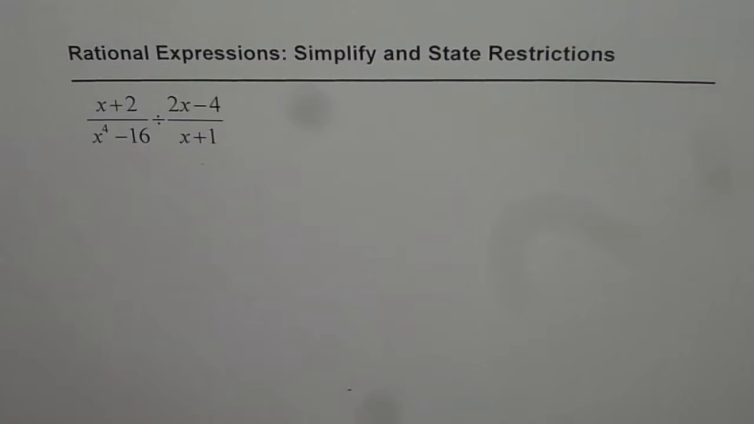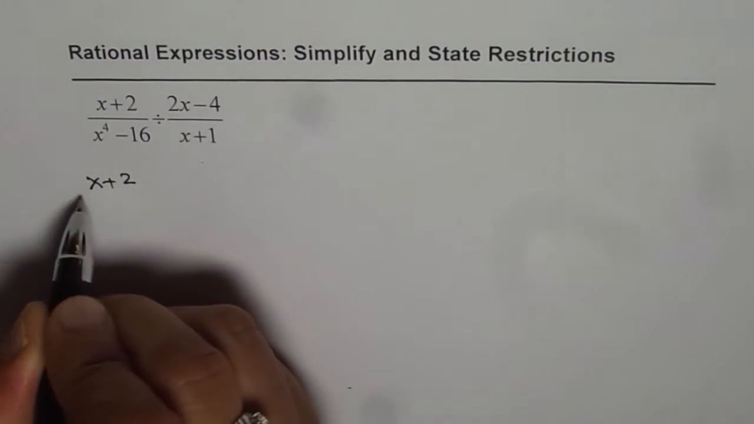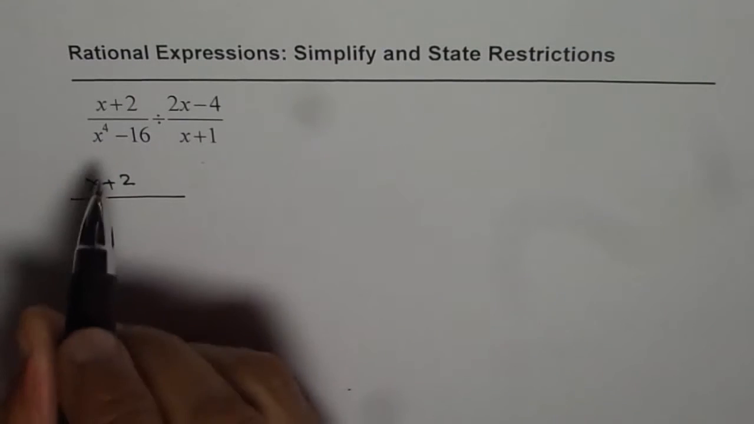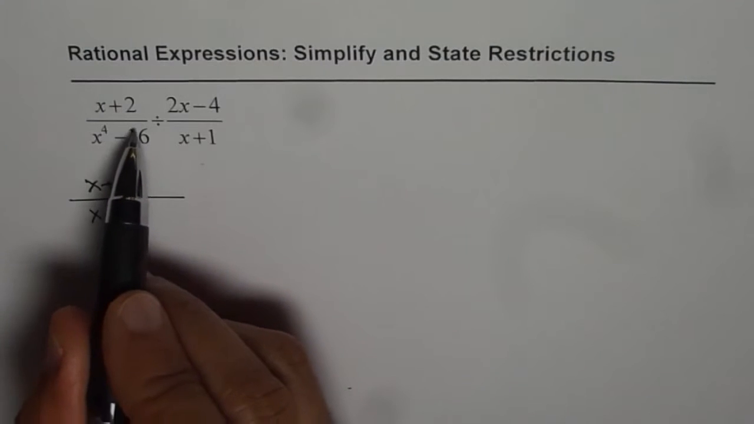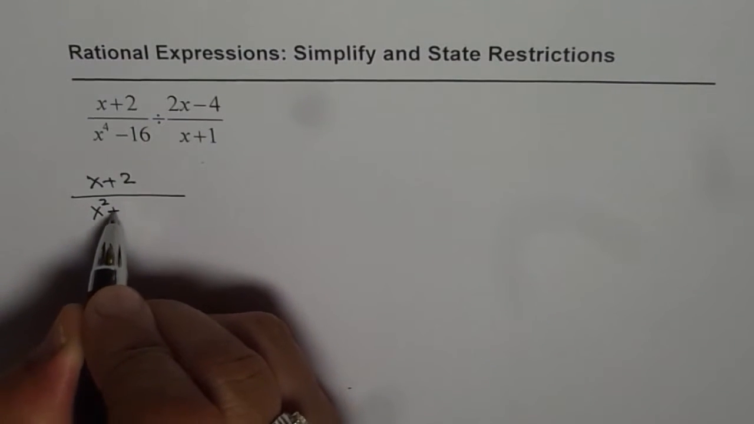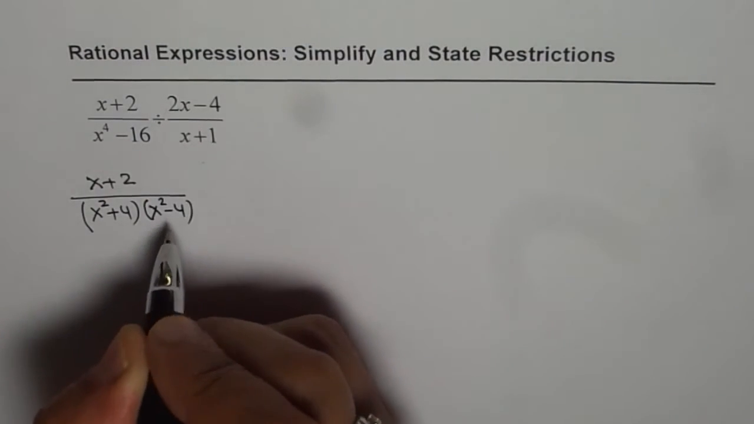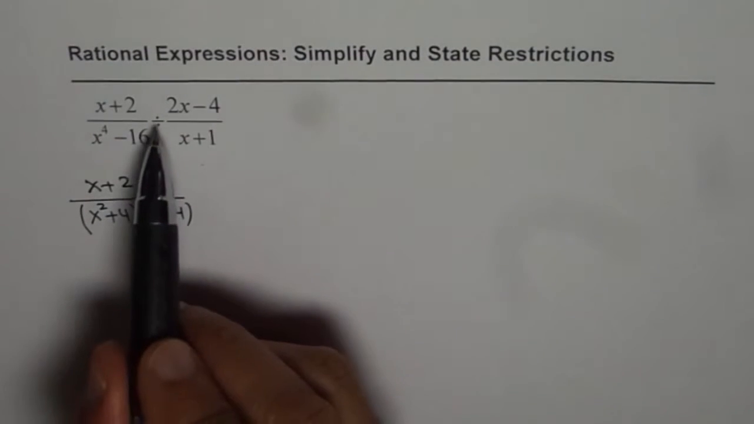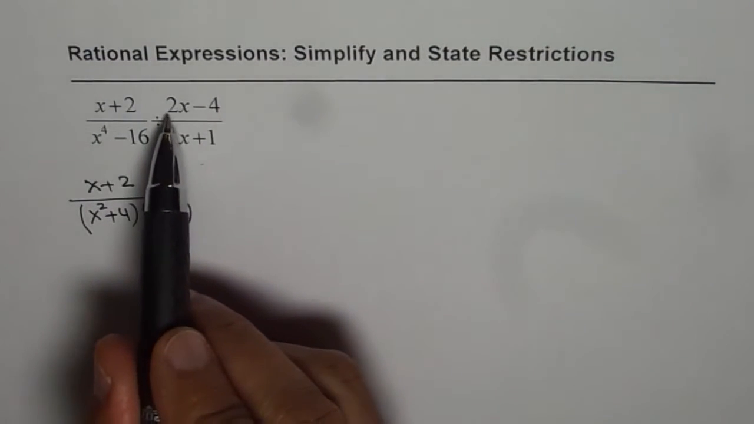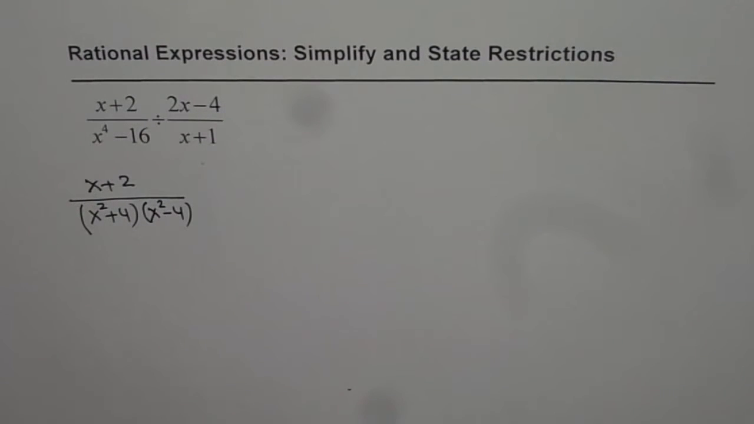Well, let's factor this and then figure out the restrictions. Let's start with the first term, which is x + 2. The denominator could be factored as a difference of squares, (x^2)^2 - 4^2, right? So I could write this as (x^2 + 4) times (x^2 - 4). That gives me x^4 - 16, right? Now for the second term, we can factor the numerator 2 out, and the denominator is already in its simplest form.